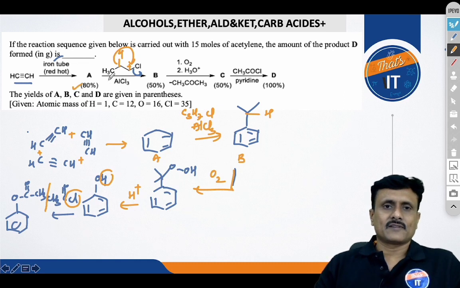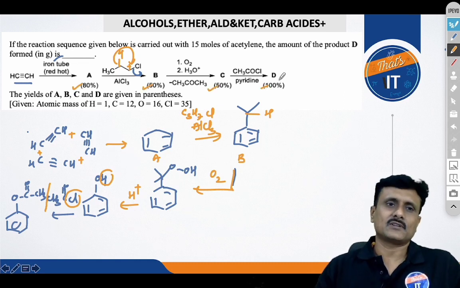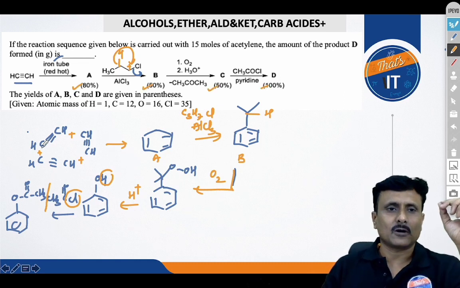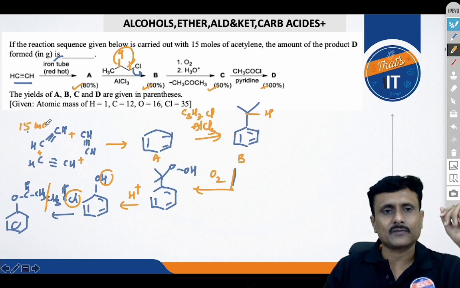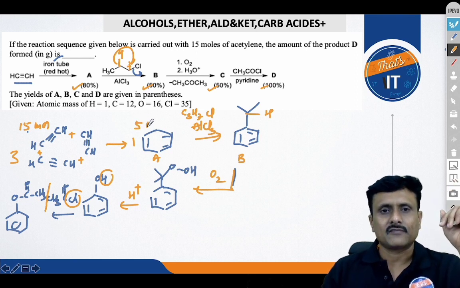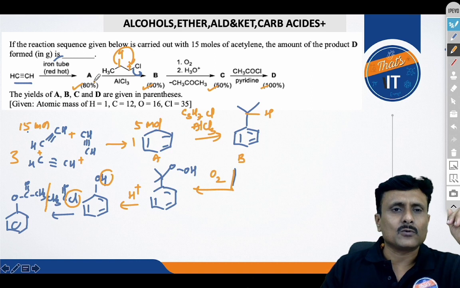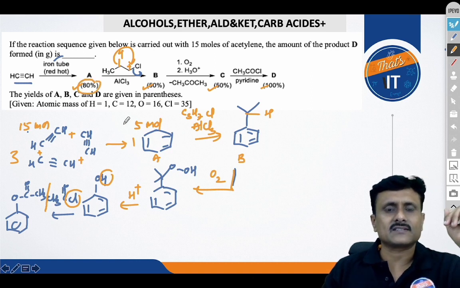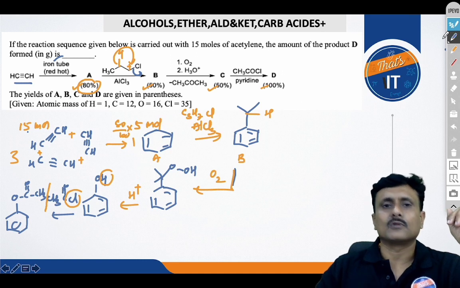So different percentage yields. Alright. So you took how many mole here? 15 mole. You know, 3 mole giving rise to 1 mole. So for 15 mole I will be getting how much? 1/3 of 15, that is 5 mole of this. But you can see only 80% of the reaction is taking place. 80% of 5 means how many? 4 mole only I am getting.